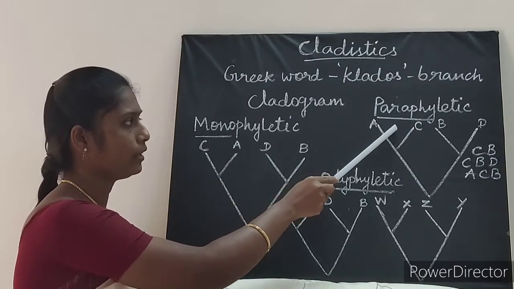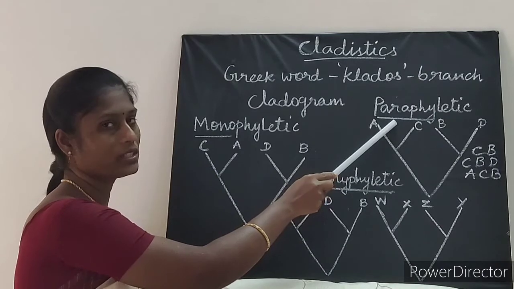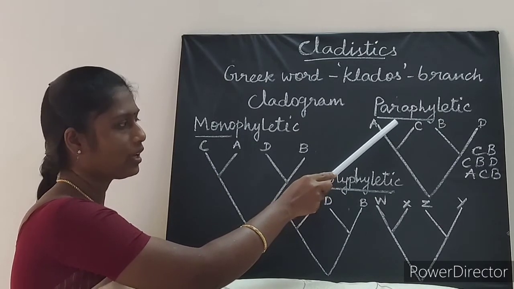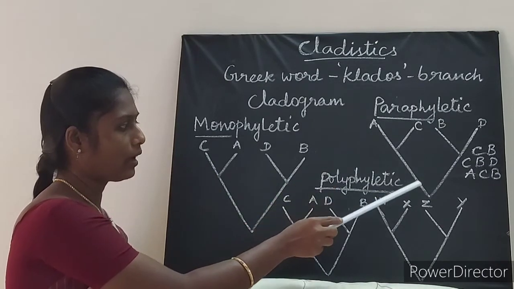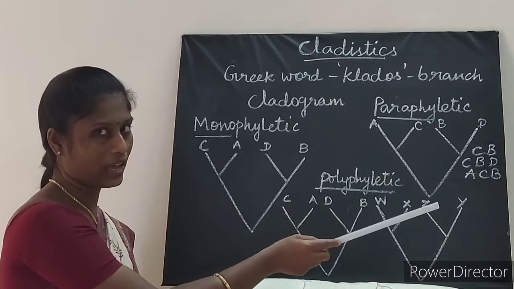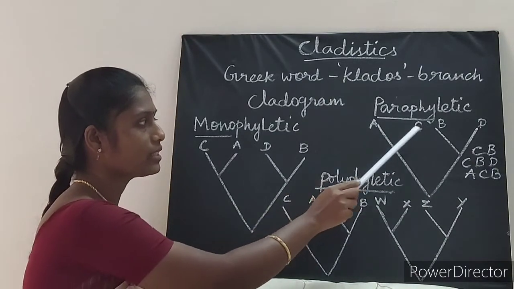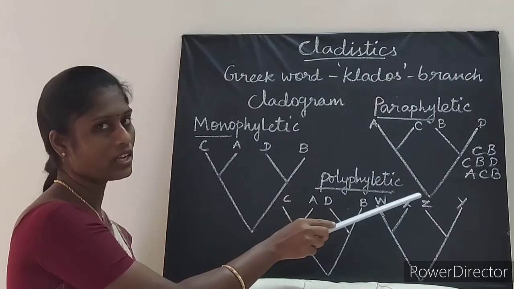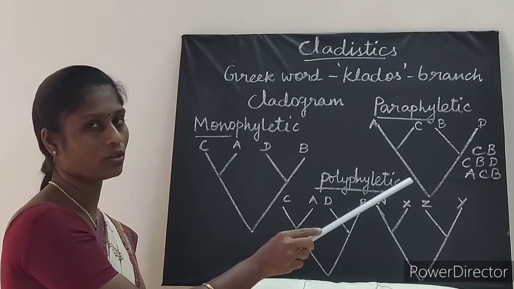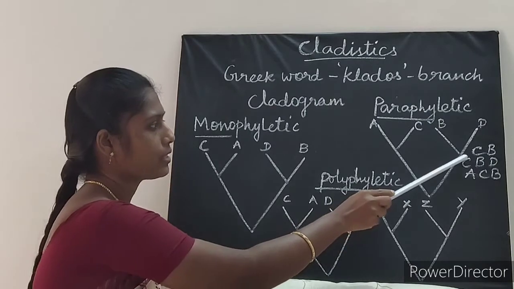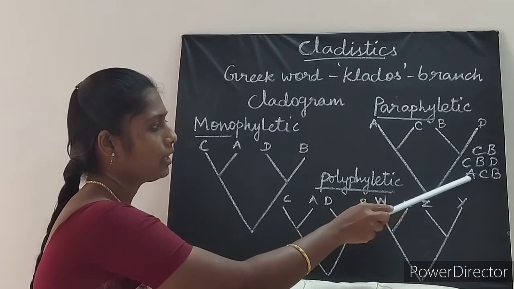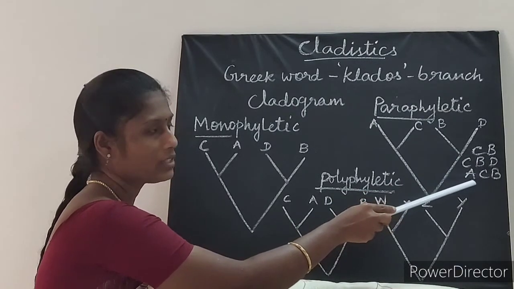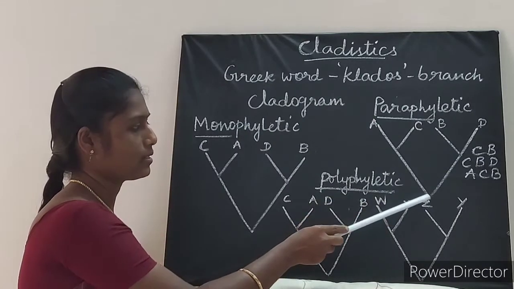Next one is the paraphyletic group. A paraphyletic group means this taxon includes an ancestor, but not all the descendants of that ancestor. Okay, so it includes an ancestor but not all the descendants of the ancestor. C, B, D, A, C, B, all these are descendants of this ancestor.